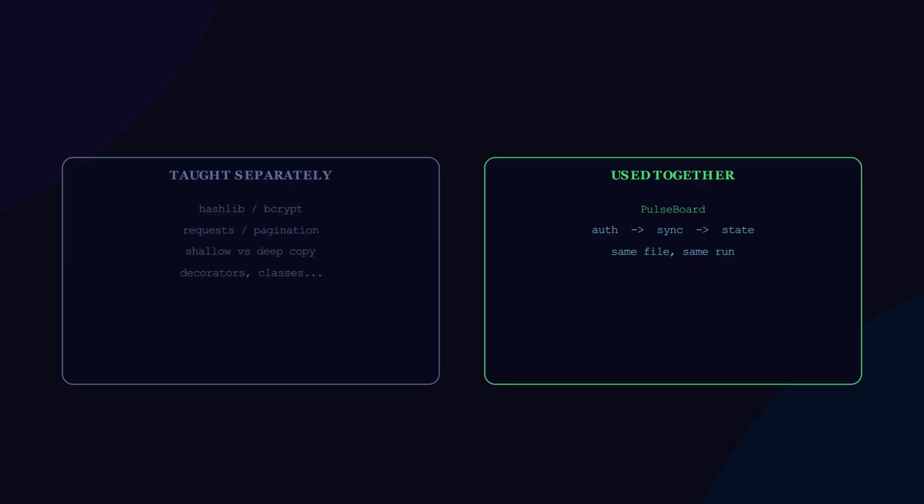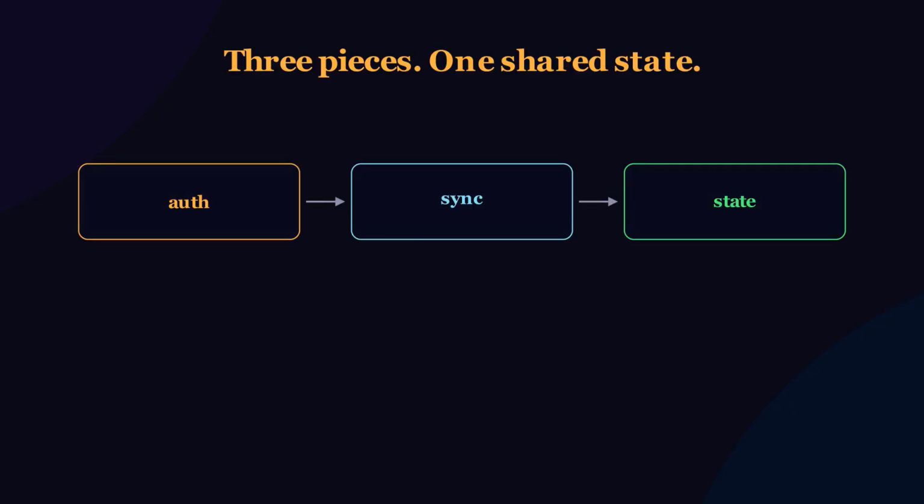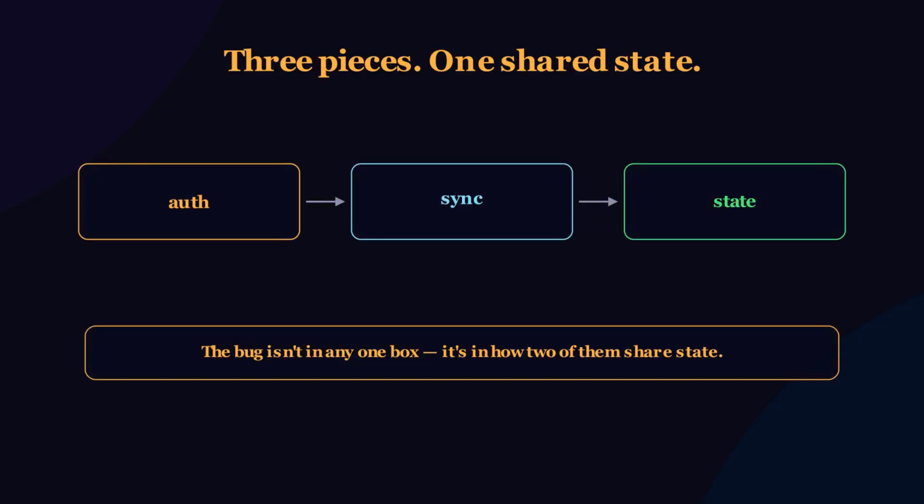A login layer, a sync layer, and a state layer in the same file at the same time. 3 pieces. One shared state object all 3 of them touch. Auth decides who's allowed in. Sync pulls and pushes tasks over the network. State holds the working copy of everything on screen right now. The bug today isn't in any one piece, it's in how 2 of them share that state.